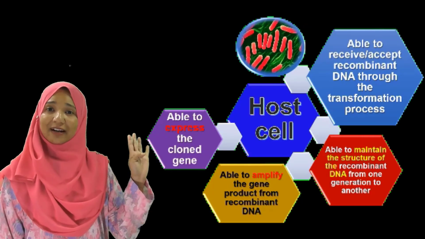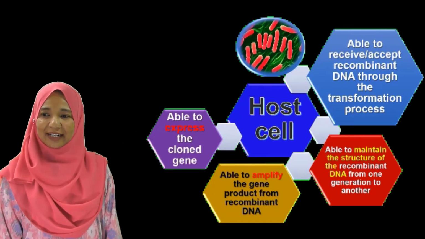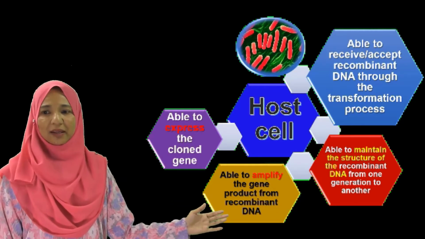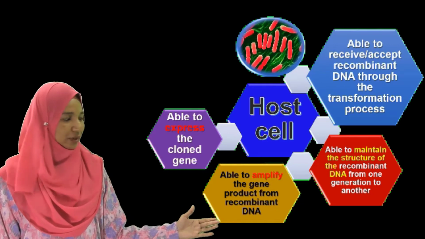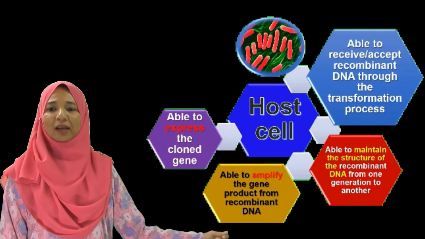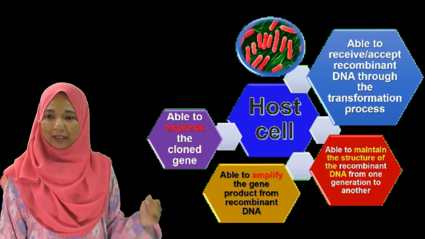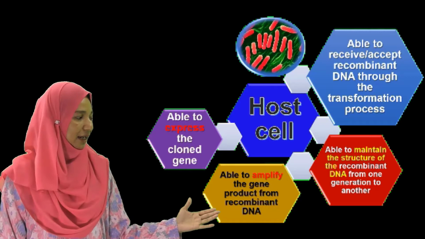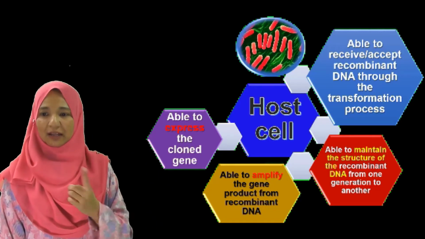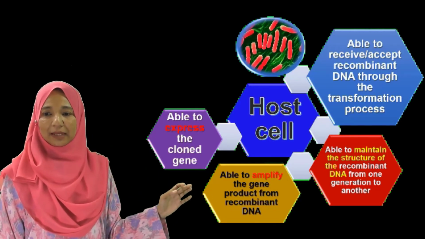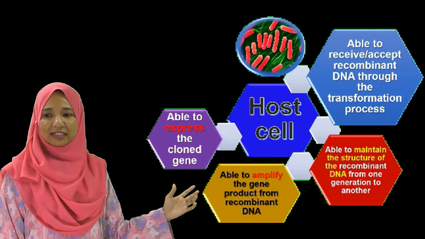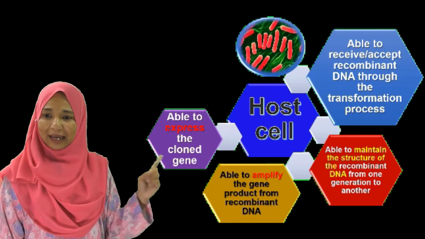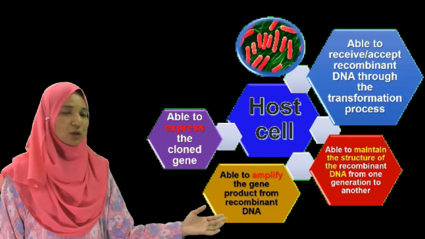There are 4 characteristics for an organism to be a host cell. First, it must be able to accept the recombinant DNA through the transformation process. Second, it must be able to maintain the structure of the recombinant DNA from one generation to another. Third, it must be able to amplify the gene product from recombinant DNA. Lastly, it must be able to express the cloned gene.